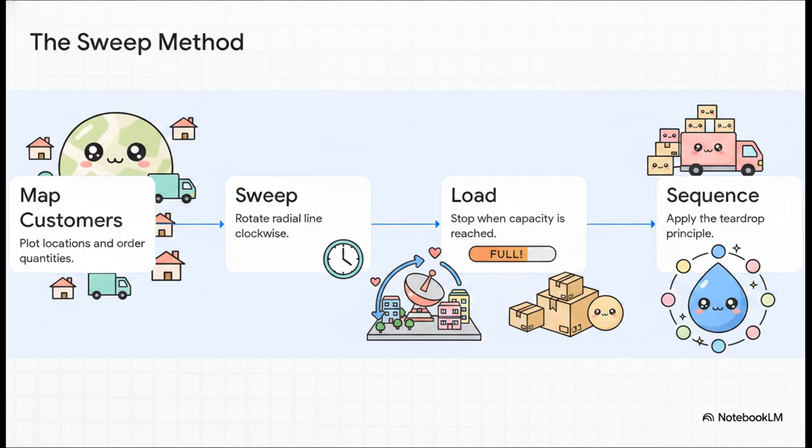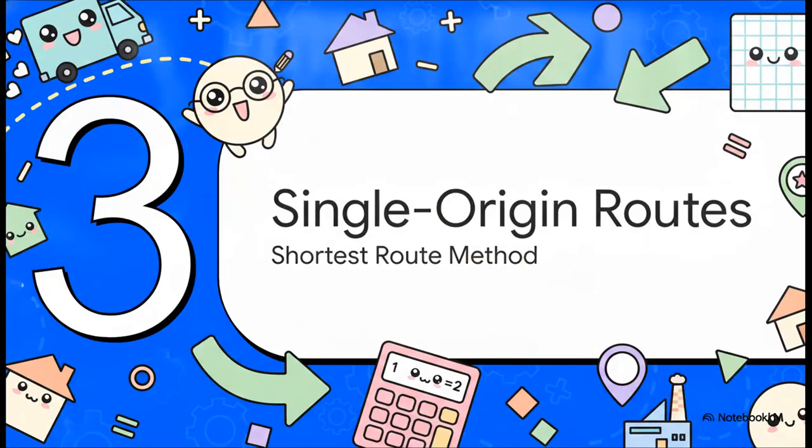As you sweep over customers, assign them to a vehicle. Step 3, you stop loading the exact moment that vehicle hits its capacity. And Step 4, sequence the stops within that vehicle's route using our teardrop principle. It's incredibly simple, but it typically gets you within 10% of a computer-optimized solution. How cool is that?